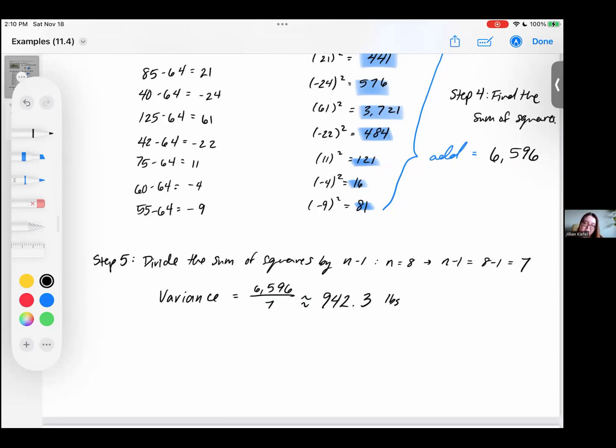Like we said before, standard deviation is the value that we use much more often to really describe situations. So our final step here, step 6, is to find that standard deviation. The square root of the variance is the standard deviation.